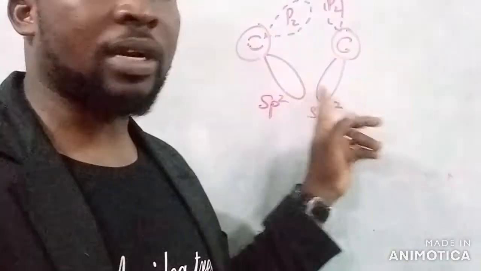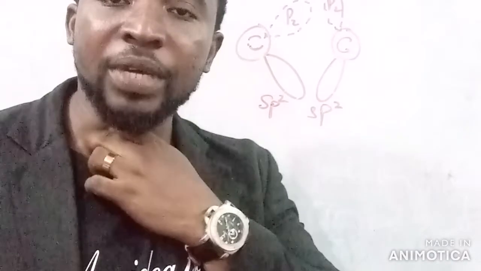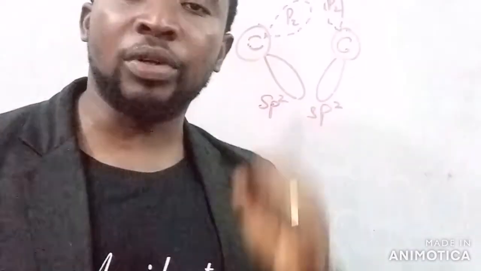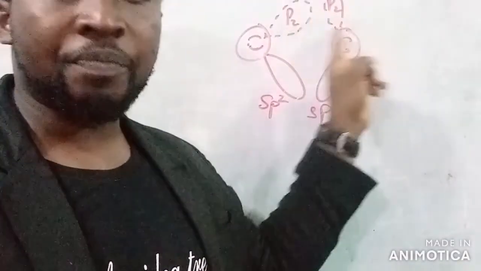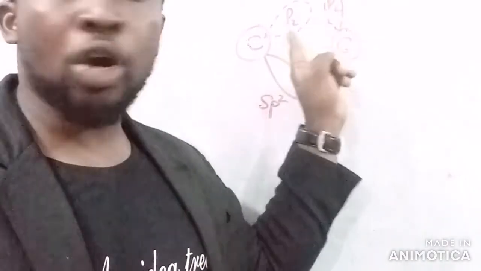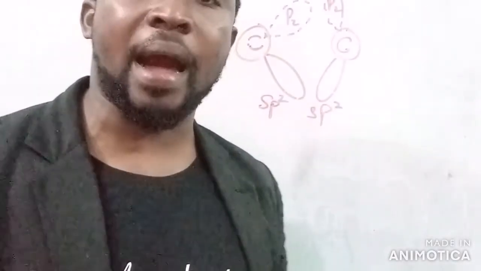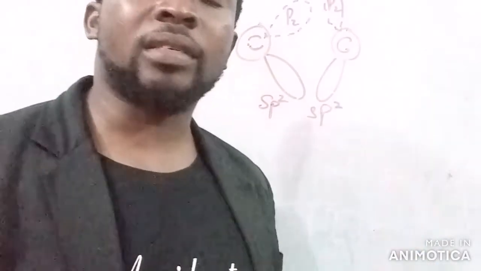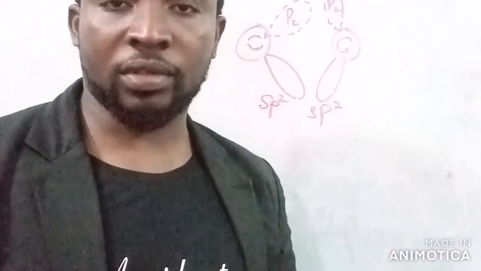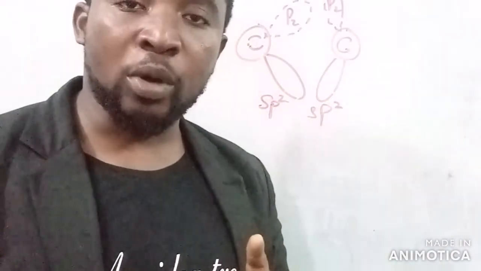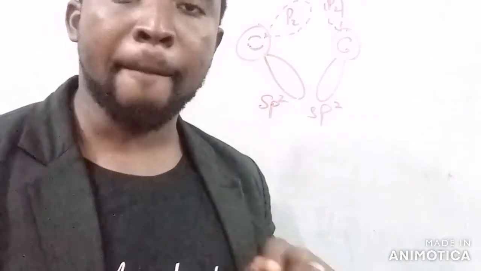So when these 2 electron clouds from the hybridized part of the 2 carbon atoms overlap, there will be the formation of a very strong bond called the sigma bond. Then the overlap of the unhybridized parts of the carbon atom gives rise to what we call the pi bond. So in this case, I should be expecting two covalent bonds, and one of the covalent bonds must be a sigma bond and the other one must be a pi bond.